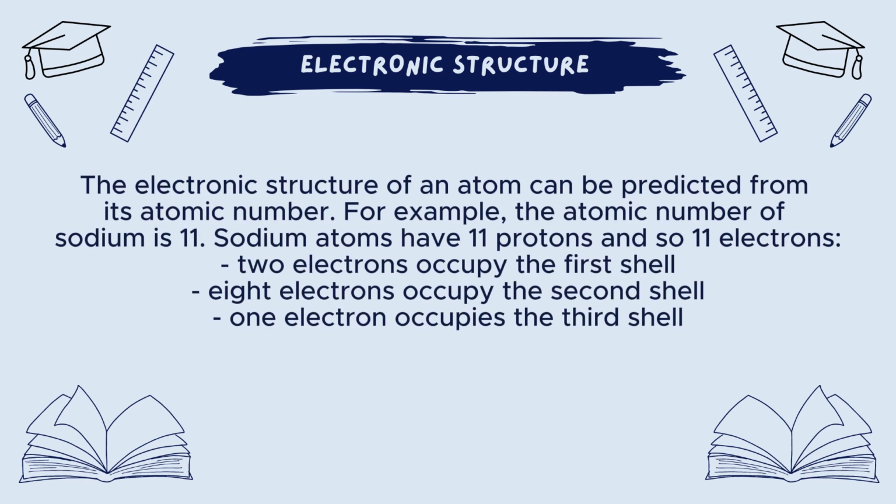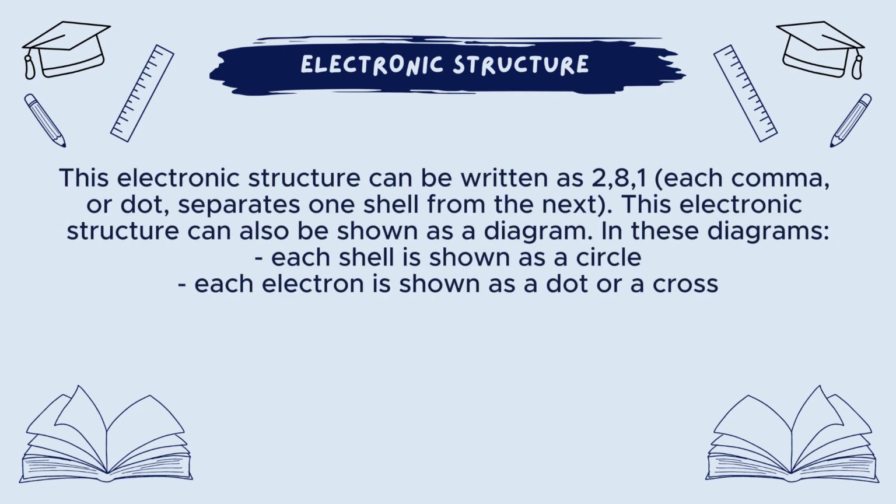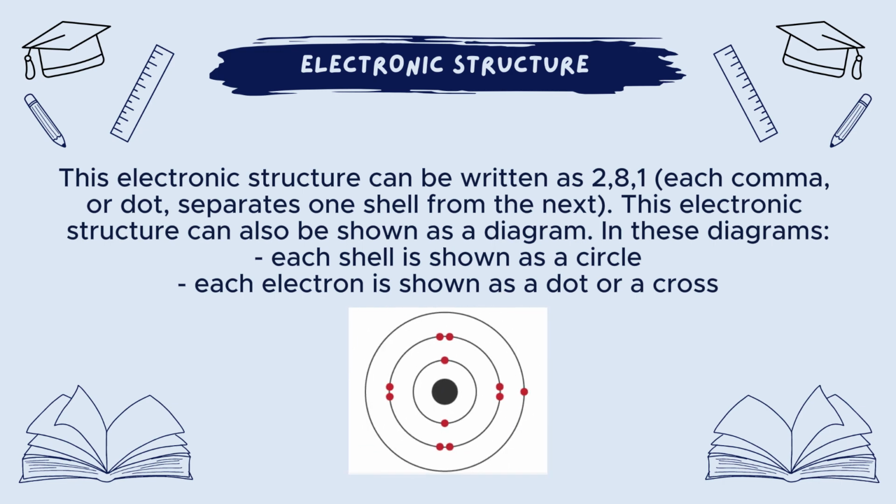The electronic structure of an atom can be predicted from its atomic number. For example, the atomic number of sodium is 11. Sodium has 11 protons and so 11 electrons. 2 electrons occupy the first shell, 8 electrons occupy the second shell, and 1 electron occupies the third shell. This electronic structure can be written as 2, 8, 1. Each comma or dot separates one shell from the next.